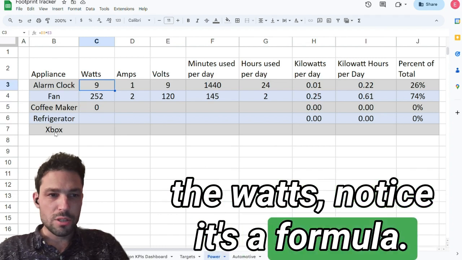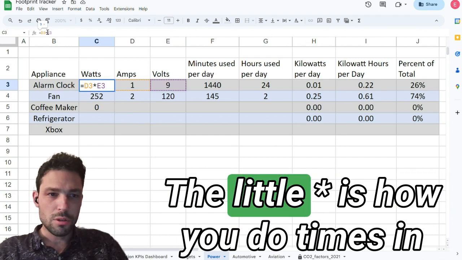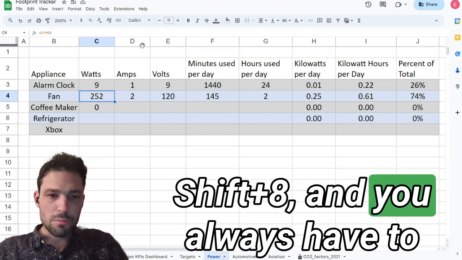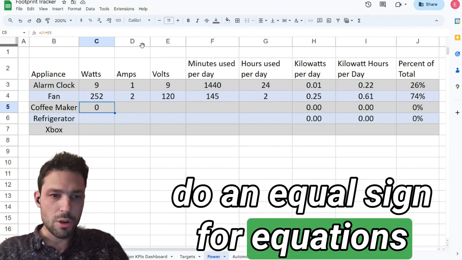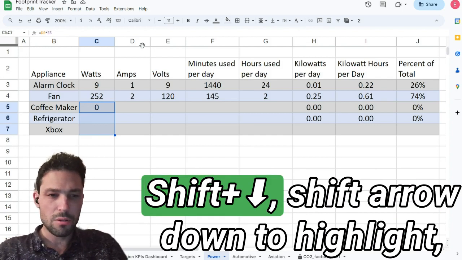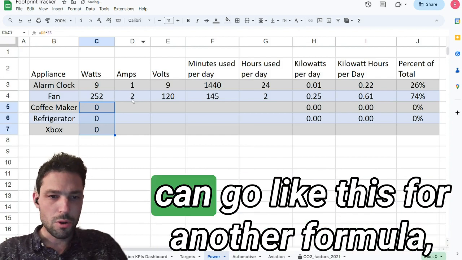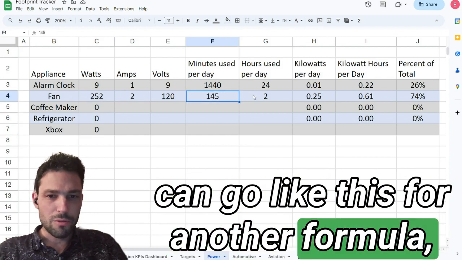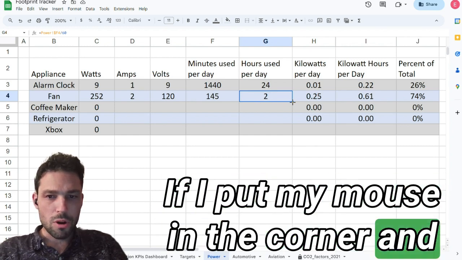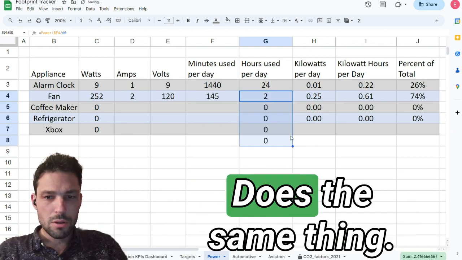And the watts, notice it's a formula. See, there's a little formula up there that's calculating watts as amps times volts. The little star is how you do times in spreadsheets, right? Shift 8. You always have to do an equal sign for equations, but we don't have to type the whole thing over. You can literally just go like this, shift down arrow to highlight, and then Control D to fill it down. Or you can go like this for another formula. There's a formula. Drag it down. If I put my mouse in the corner, it turns into a little crosshair, right? Drag it down, does the same thing.